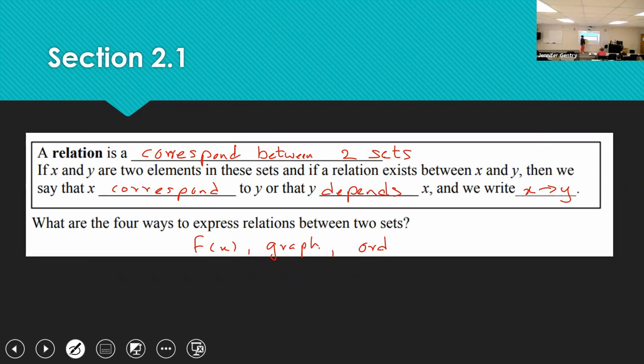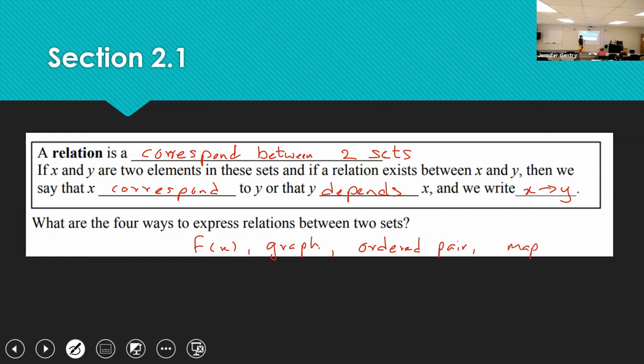What are the 4 ways to express relations between two sets? Okay? We can write it as an equation. We can see it on a graph. We can do it through ordered pairs, right? Your X and Y, they're ordered. Or we can do it by a map. Okay? We can do the next slide.